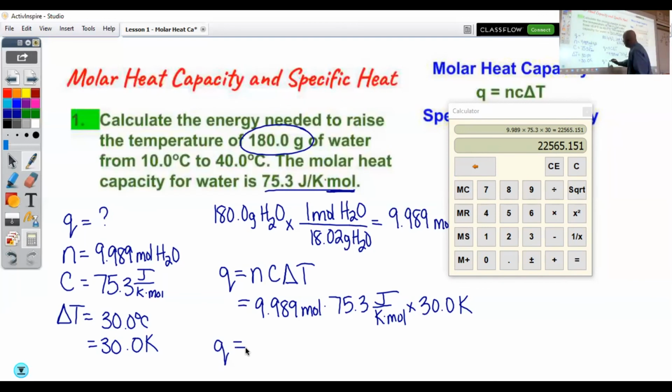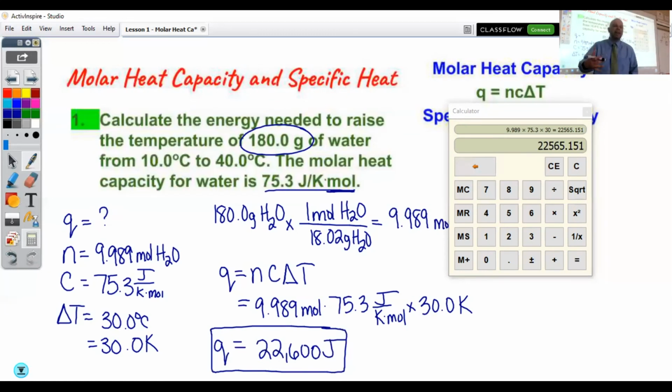22,000, and we're limited to 3 significant figures. So we're going to go with 22,600 joules. In this case, because energy is being absorbed, we're using energy to raise the temperature of something, the value for Q is going to be positive. Now, you don't have to write the positive sign there, but in an example where heat is being released and we have to indicate that with a negative sign, you would be required to write the negative sign in those cases. Let's take a look at a second problem.